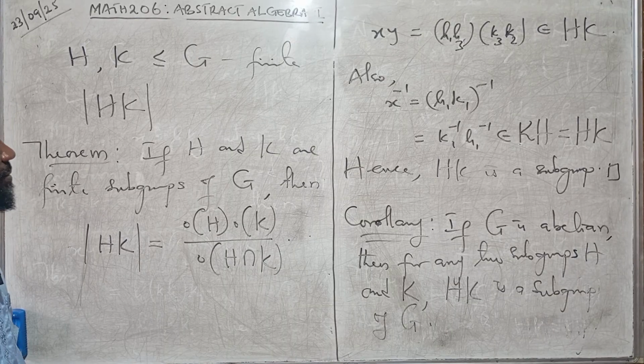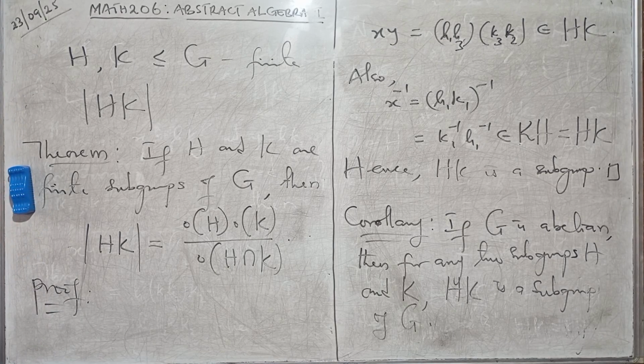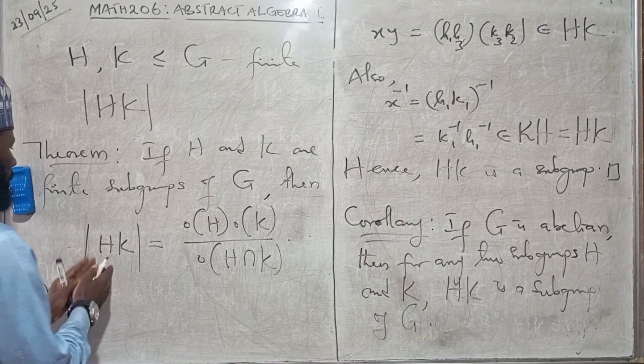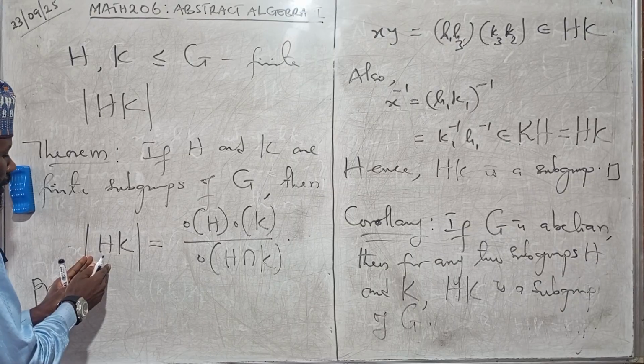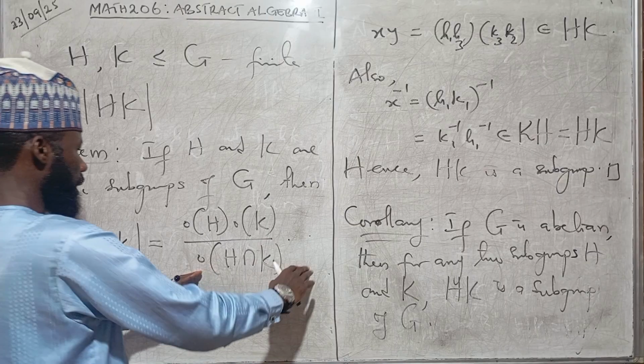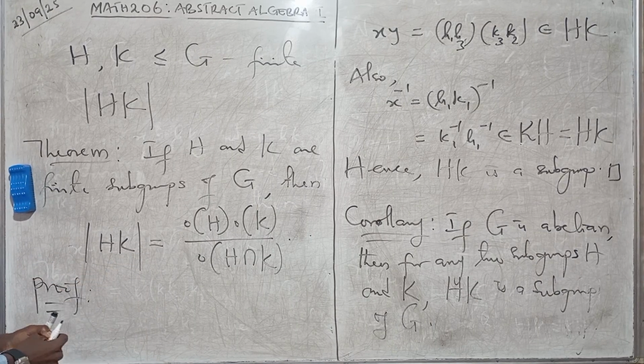And so, the theorem is not difficult to prove, but a bit tricky. How do you count the duplicates? The order of H is the number of elements in H, the cardinality of H, and the order of K is the cardinality of K, and there is the cardinality of the intersection. So maybe you can look at, when you do the counting, how many duplicates are there in the products?